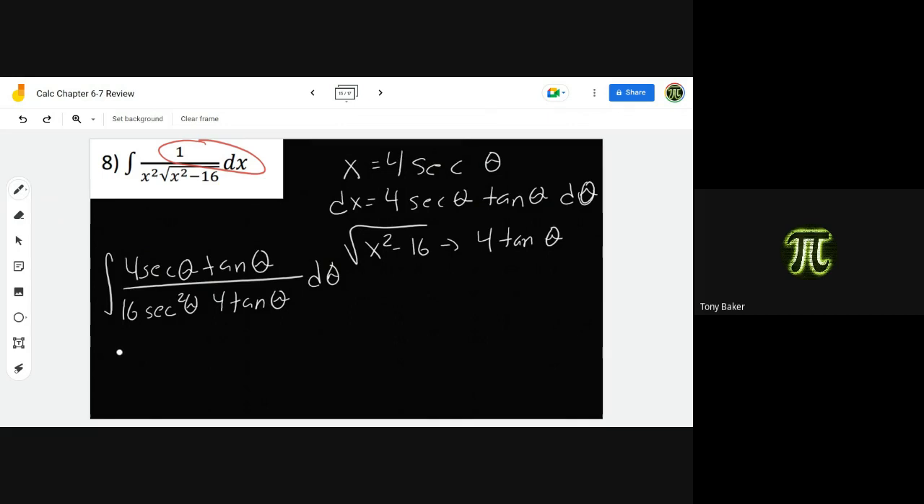So now we can simplify this a lot, actually. The tangents can cancel out, the 4s can cancel out, and one of my secants can cancel out. So I end up having 1 over 16 secant theta d theta. So I can pull out the 1/16th, and the 1 over secant is cosecant.